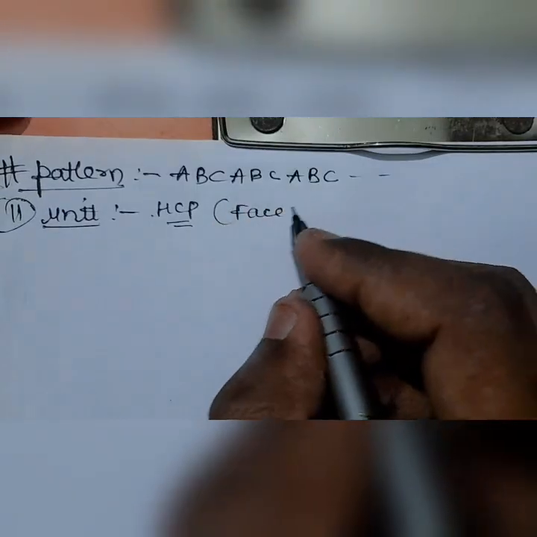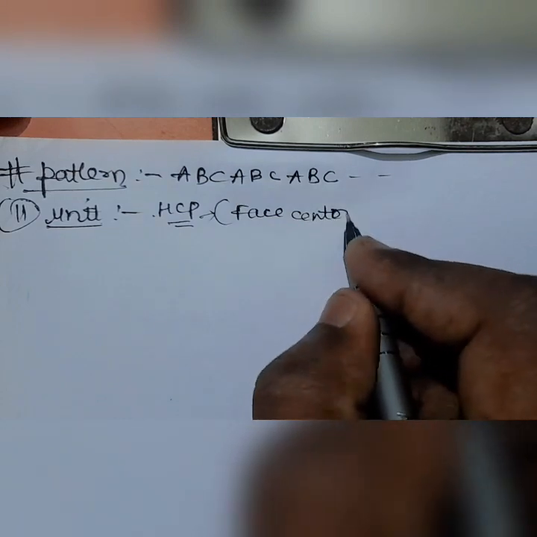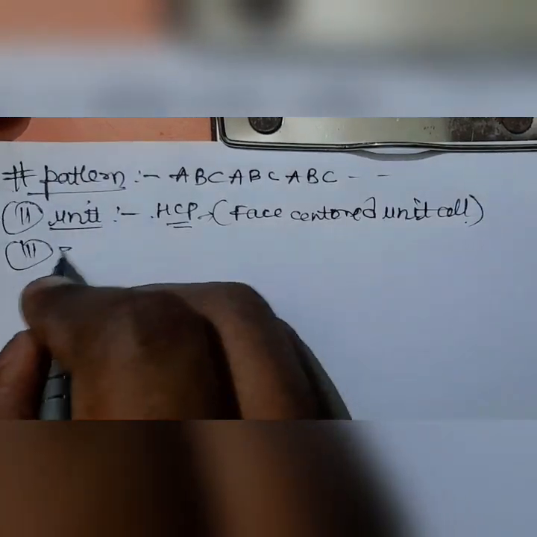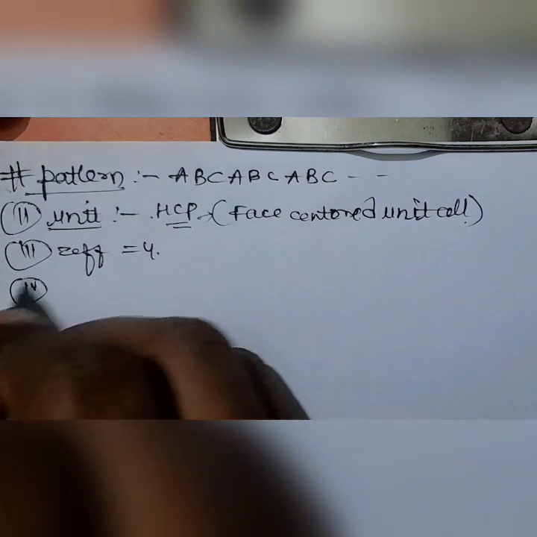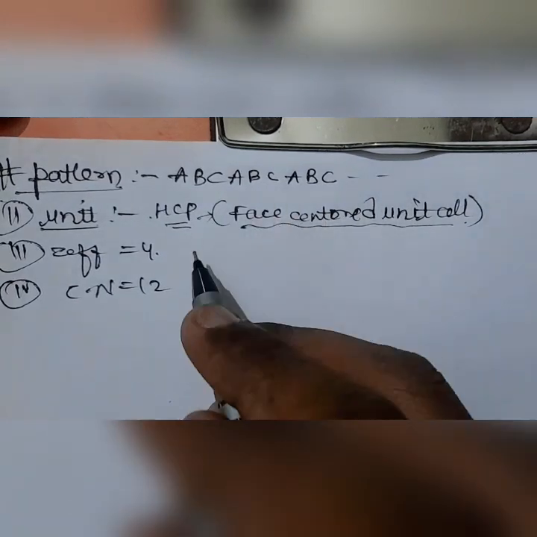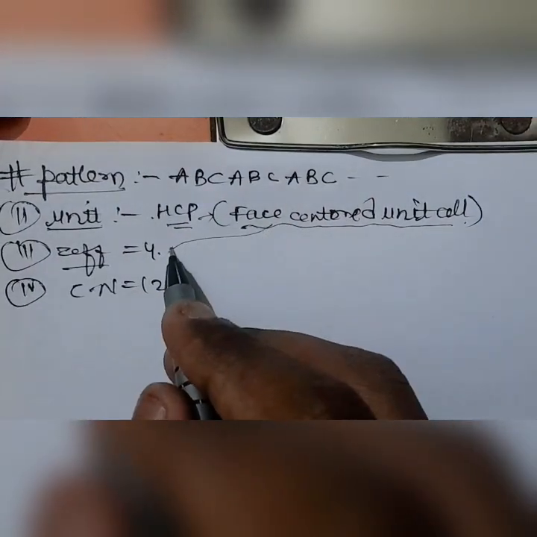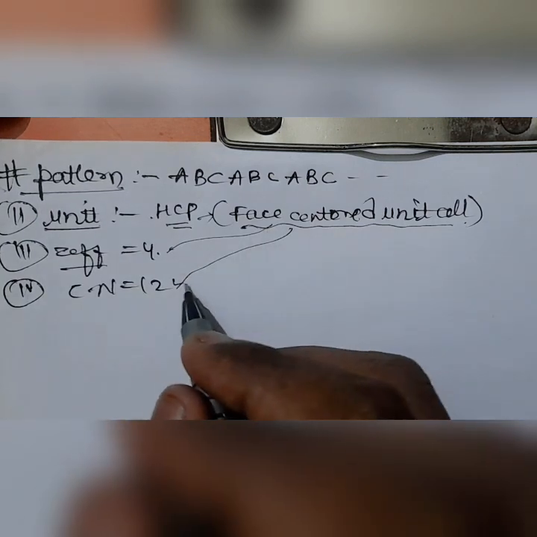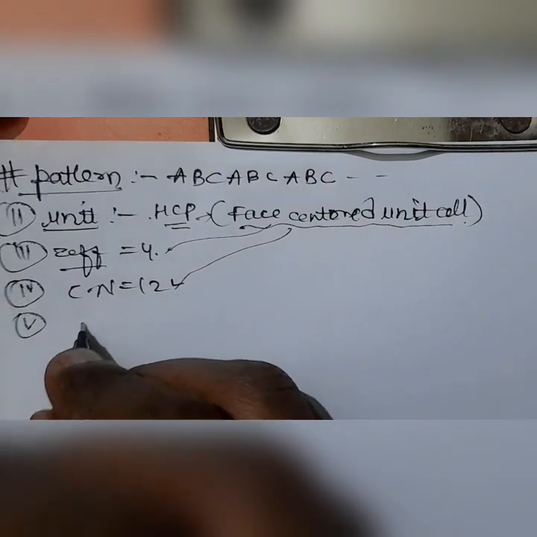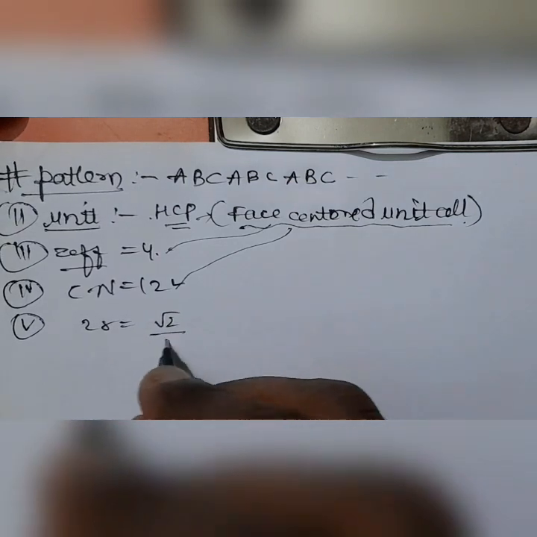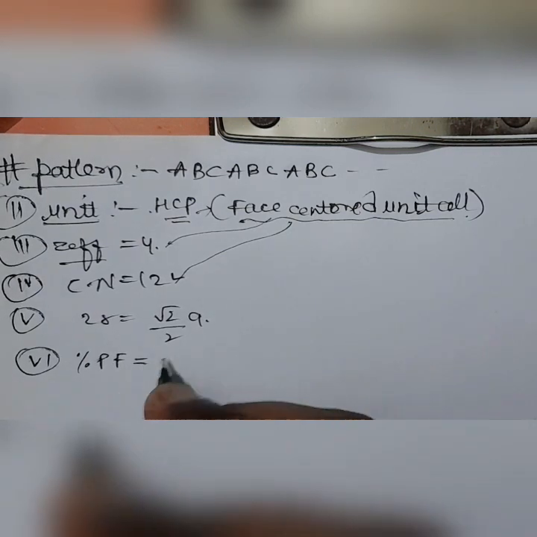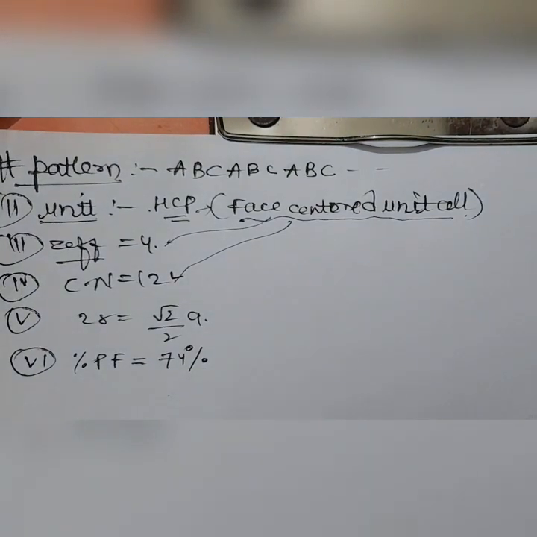In the hexagonal closed packing, the unit cell used is the face centered unit cell. Okay, the Z effective of it is 4, and coordination number is 12, because as it belongs to face center unit cell, all the properties will be inherited by it, that is Z effective of face center is 4, coordination number of face center is 12. Similarly, the relation is also copied from the face center, that is 2r equals root 2 by 2 a. Similarly, the packing fraction of it is 74%. All things will be copied from the face center.